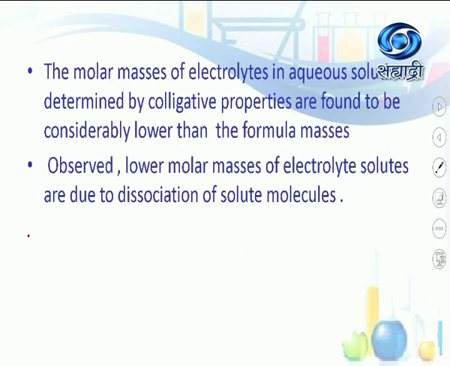The molar masses of the electrolytes in aqueous solutions determined by the colligative properties are found to be considerably lower than the formula masses. Now see here, molar masses of the electrolytes in aqueous solutions determined by the colligative properties are found to be lower than the formula masses. Observed lower molar masses of the electrolyte solutes are due to the dissociation of the solute molecules.